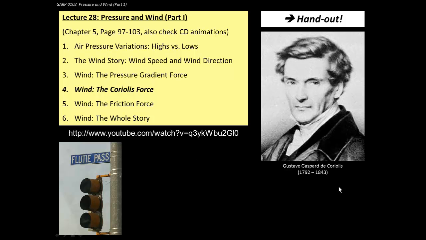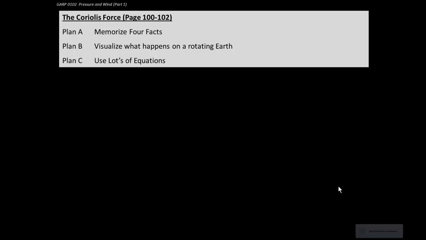So, let's talk about the Coriolis Force. There's 3 ways we can do this, and it's handled on page 100 to page 102 in your textbook. You can either memorize facts, 4 facts in fact. You can use a lot of equations, or you can do plan B, and that's what we're going to do. We're going to try to figure out what happens on a rotating Earth. We're not going to use the equations.